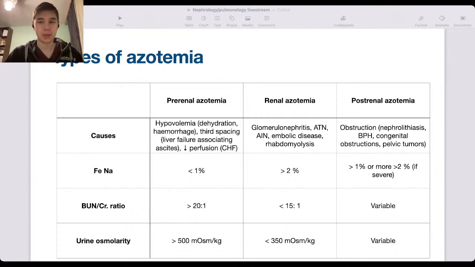Give me an example of pelvic tumors in females that obstruct the ureters. Okay, ovarian tumors. Do we have other answers?